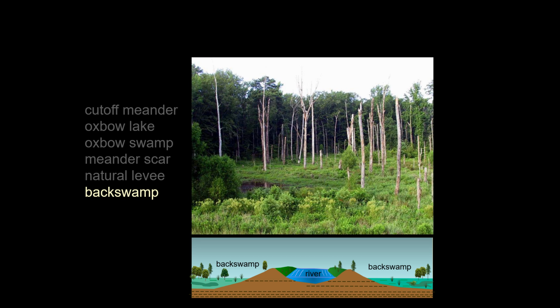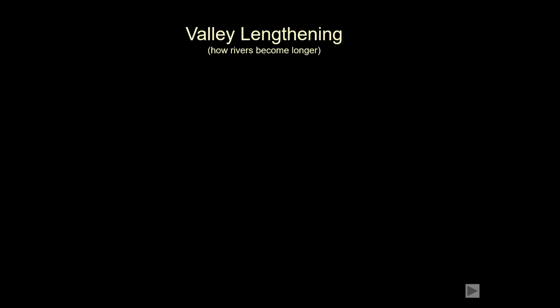And finally, outside, sort of beyond the natural levees, sometimes you have swamps that'll form. We call these back swamps, and they're just, as I say, on the other side of the natural levee, on either side or even just one side of a river. So, back swamps.